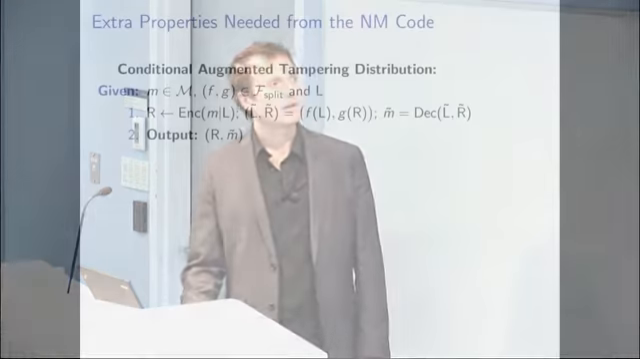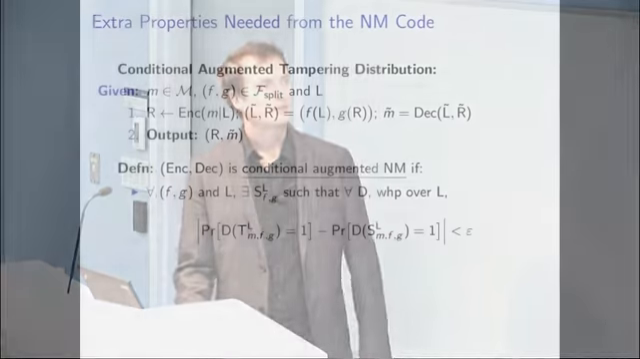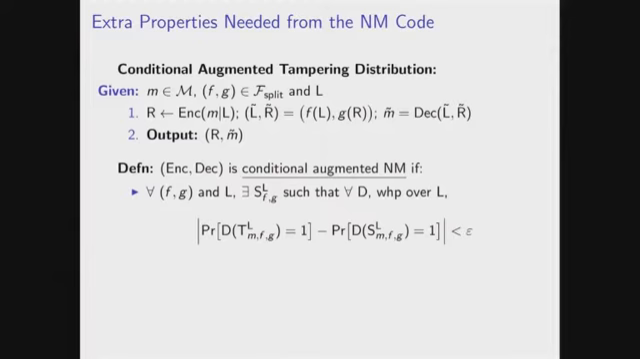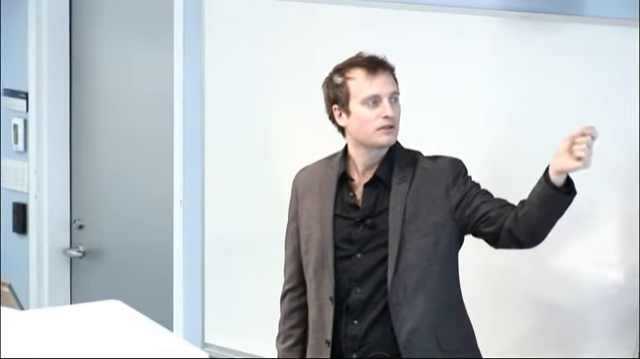And so that's the conditional augmented tampering distribution. The definition: you say it's conditional augmented non-malleable if for all of the stuff that you're given, namely message, tampering function, and this left state, this new tampering distribution up here is going to be simulatable.